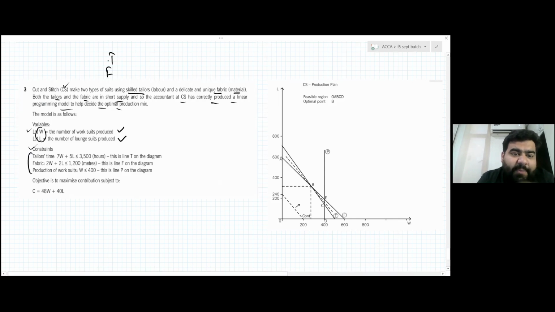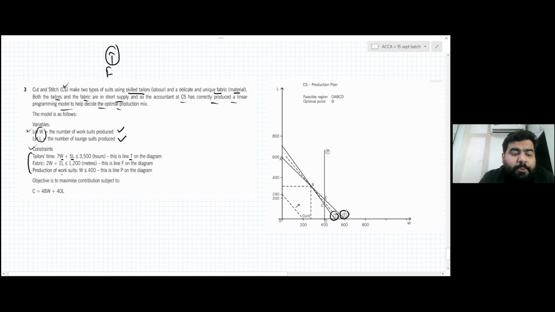One is the tailor time. Tailor time is a constraint, and the equation is already given: 7W plus 5L is less than or equal to 3500 hours. This is the line T on the diagram. Then fabric: 2W plus 2L is less than or equal to 1200 meters. This is line F. Fabric also has its line F.